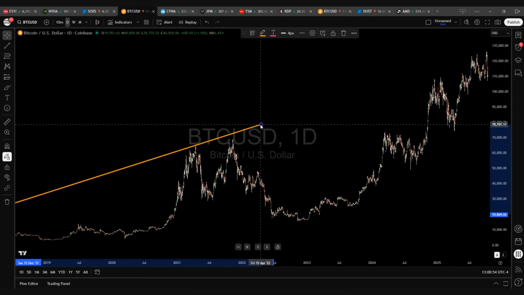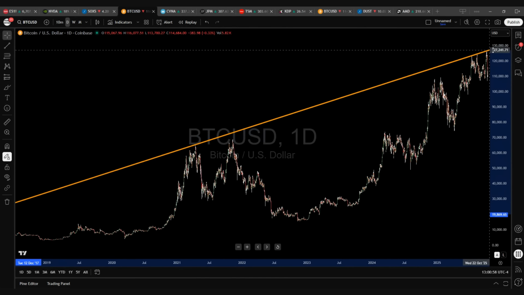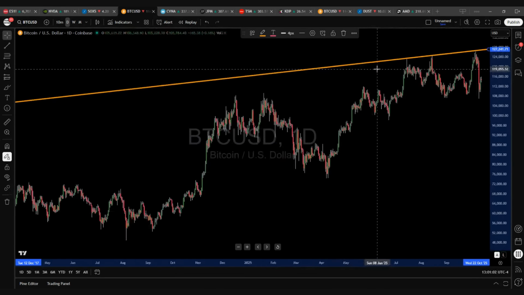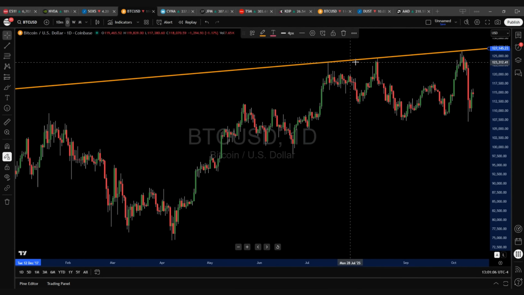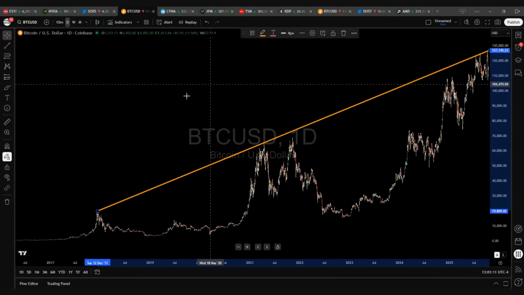Now let's extend this even further. Let's keep going and going and going. And lo and behold, look at what we get. We get this high and it goes right to these highs right up there. I mean, literally to those pivot points there. So now what we have is a very clear resistance line that's developed on the Bitcoin chart.